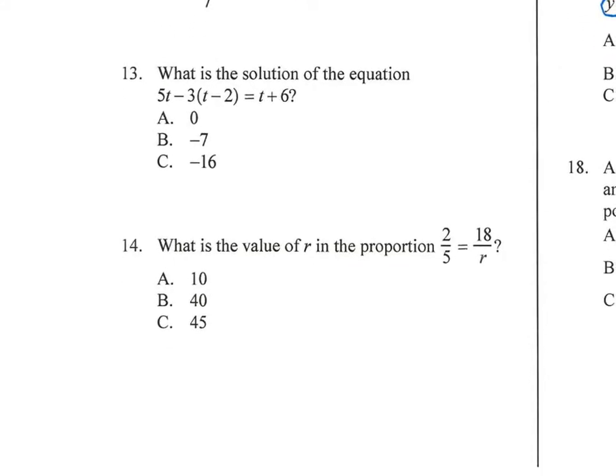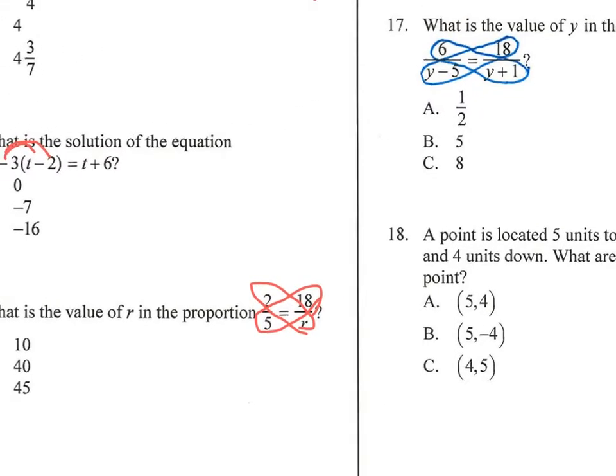Again, 13, like the one a couple problems ago, you're going to solve and make sure you distribute that -3 first, then combine like terms and solve. 14 is a proportion, so we cross multiply. 2 times r, and then 5 times 18, and then finish solving for r.